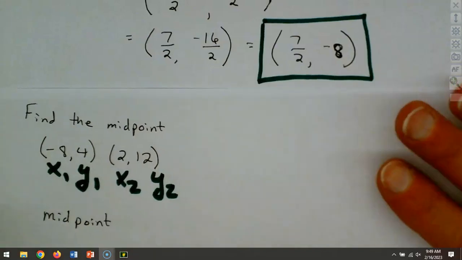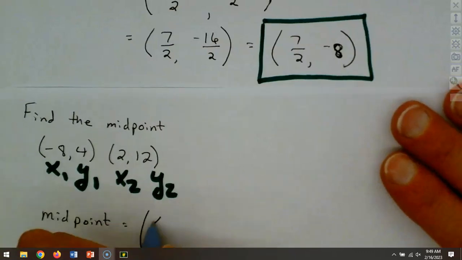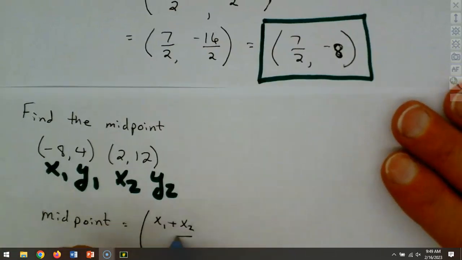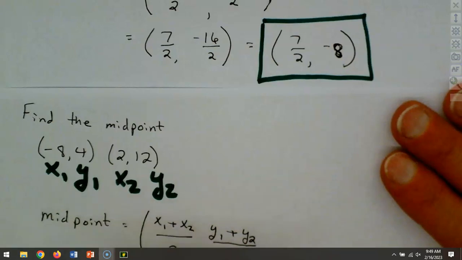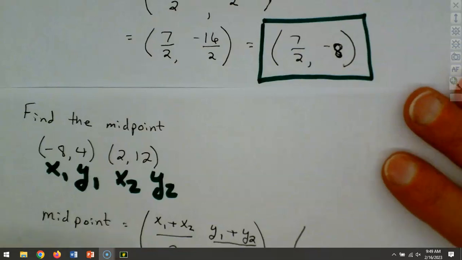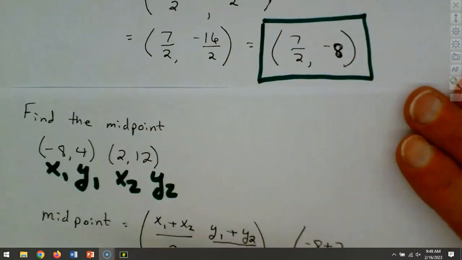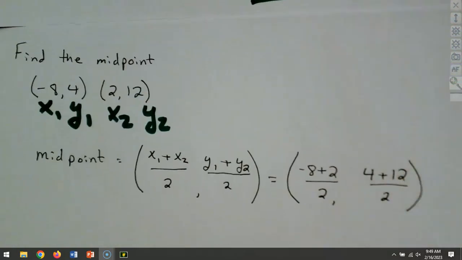Well, our midpoint formula, a lot of times I like to write it down, just so we have it again. That is x1 plus x2 over 2, comma, y1 plus y2 over 2. And we'll fill this in. So it's going to be minus 8 plus 2 over 2, and 4 plus 12 over 2. Move it up so we can see what we have here.